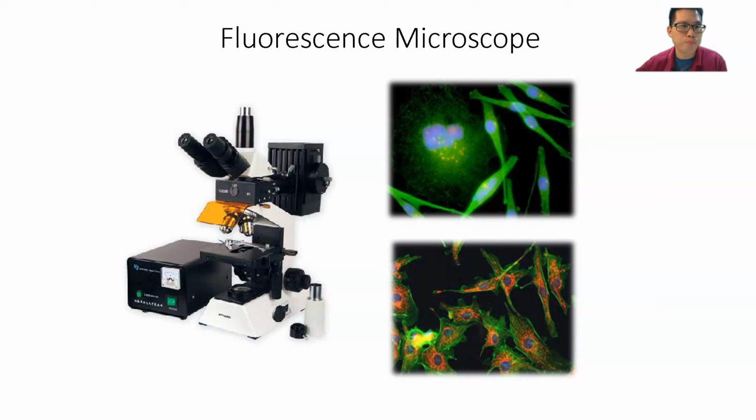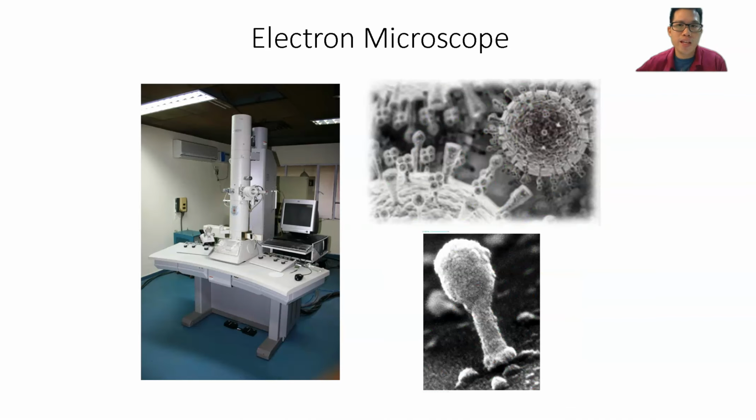If you're looking at the electron microscope, it's a very big machine and very expensive as well. You can look at very detailed structures here. But of course, obtaining this kind of image is not simple. The person who operates the electron microscope needs to be very skillful.